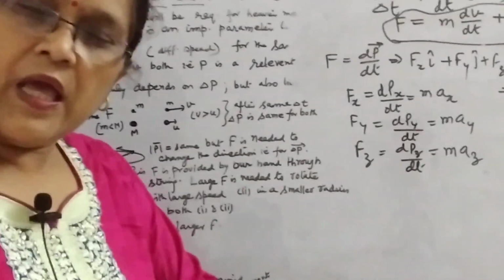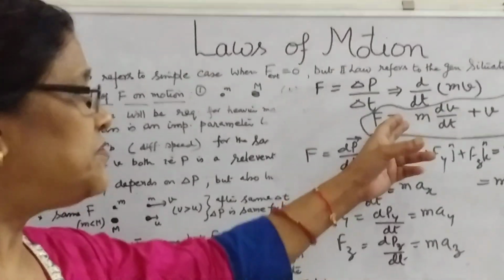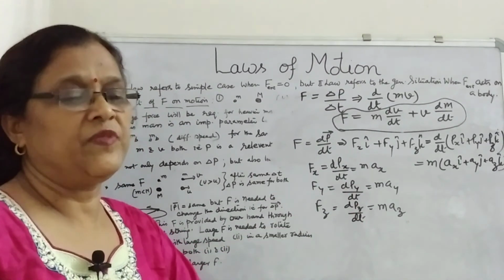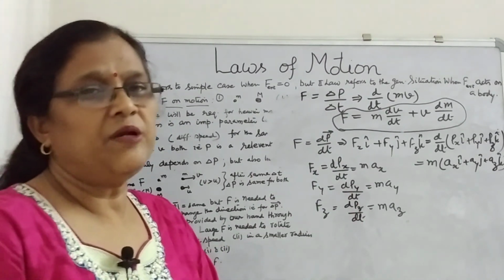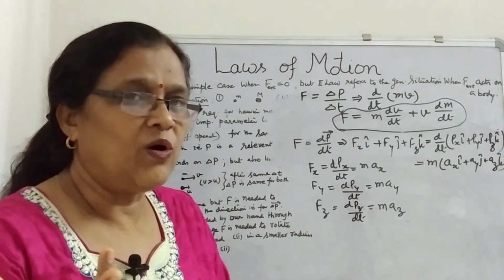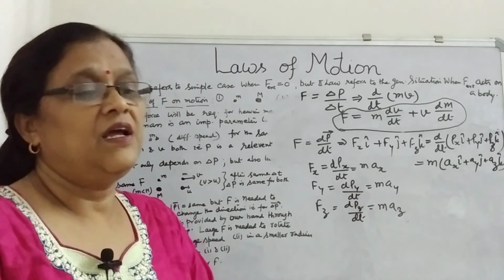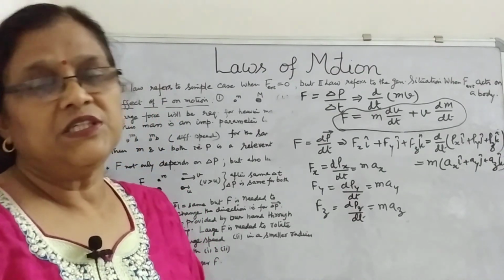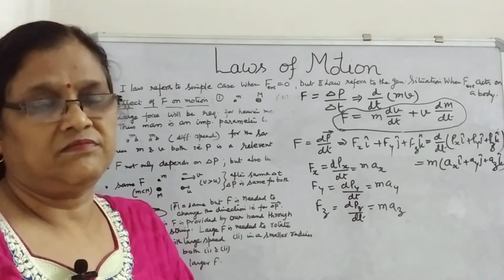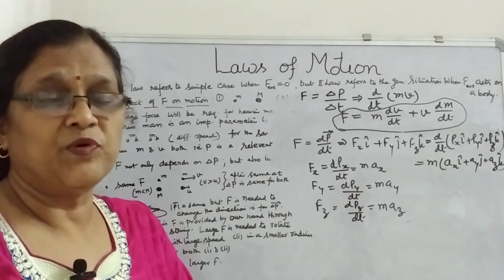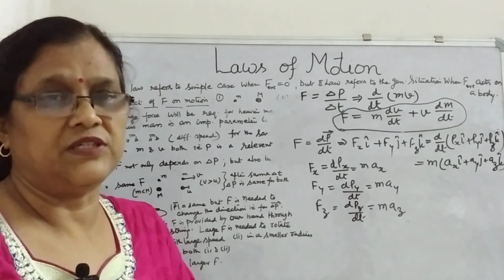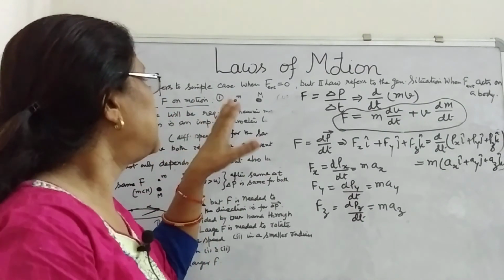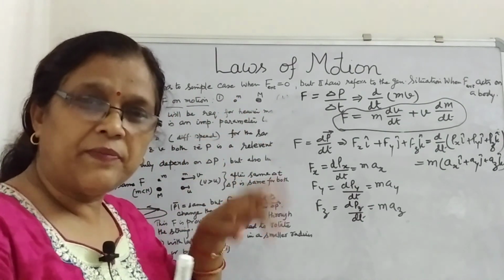Now if m is also variable, we have seen this equation. If m is constant, we have seen this equation. What are the important points about the second law? We can also say that the second law is consistent with the first law. This question is asked: prove that the second law is consistent with the first law. You know what the first law is? We have seen in the first law that the external force applied is 0.